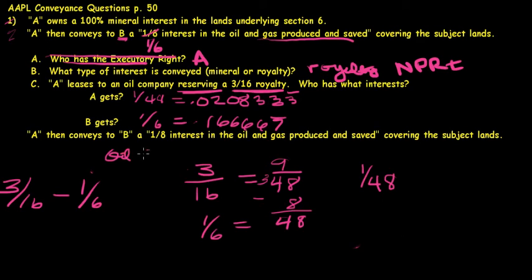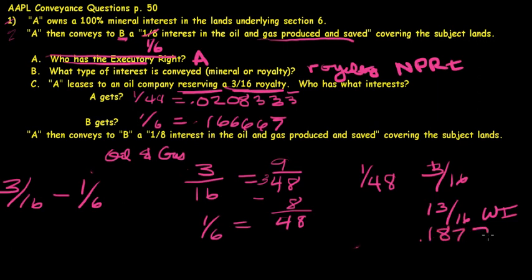Okay, so what's the oil and gas company going to get? Oil and gas company is going to get 1 minus 3/16. So we've got a 3/16 royalty. That means the oil and gas company is going to have a 13/16 working interest, and that is again going to calculate to 0.8125, because it doesn't really matter what A gives to B up here in terms of what the oil and gas company gets.